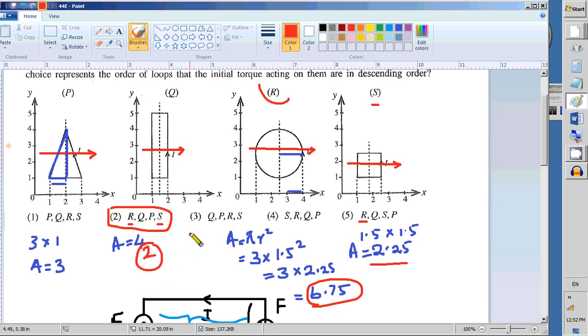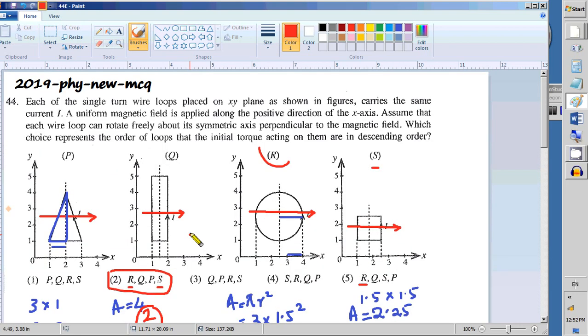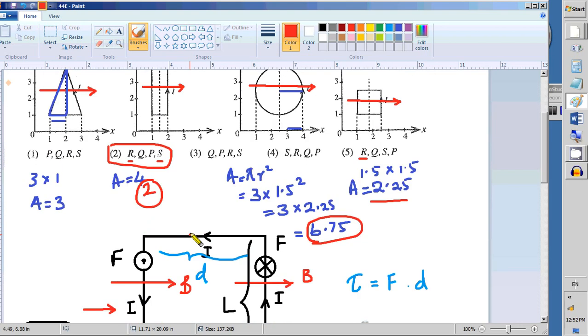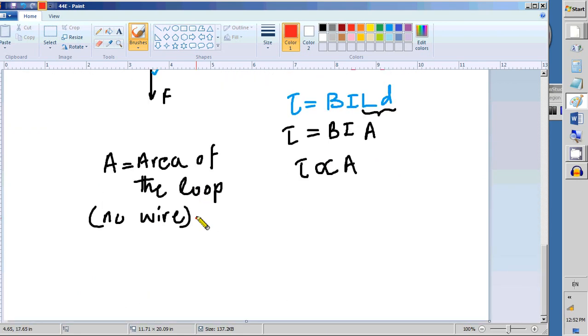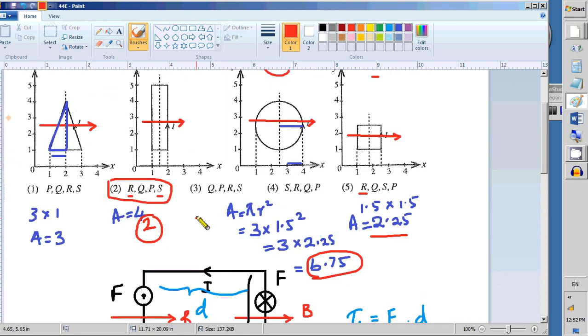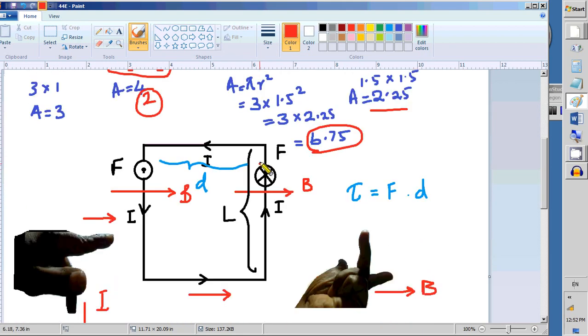So children, I think you can understand the way I solved this problem. There is another way that is shorter, but you should remember the equation that tau equals BINA. So I will explain it now.